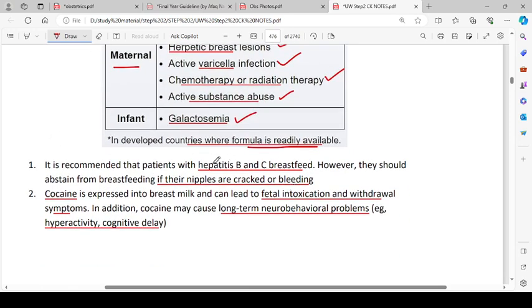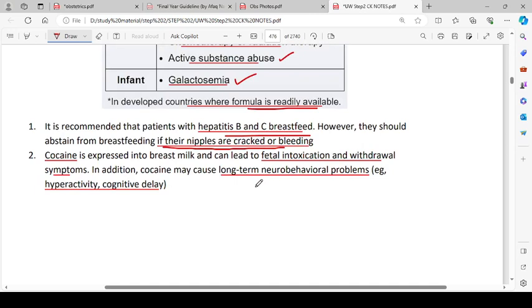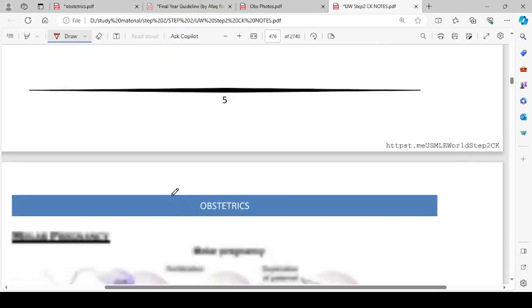It is recommended that patients with hepatitis B and C breastfeed. However, they should abstain from breastfeeding if their nipples are cracked or bleeding, because blood can transmit the hepatitis B to the child. Cocaine is expressed into breast milk and can lead to fetal intoxication and withdrawal symptoms. In addition, cocaine may cause long-term neurobehavioral problems, for example, hyperactivity and cognitive delay.